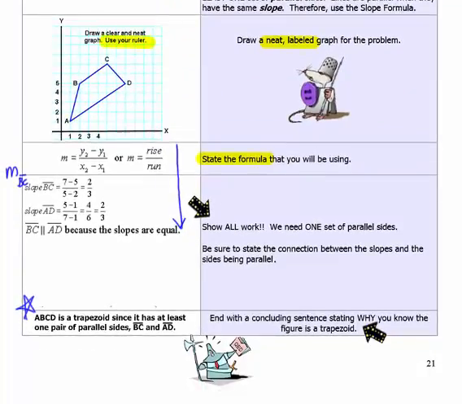QED. We're done. So I think you will find these overall not the most challenging of proofs in terms of the actual proof itself. Some of you, those who are less likely to show your work, might find them a little frustrating because you will lose points if your work is not clear and descriptive.